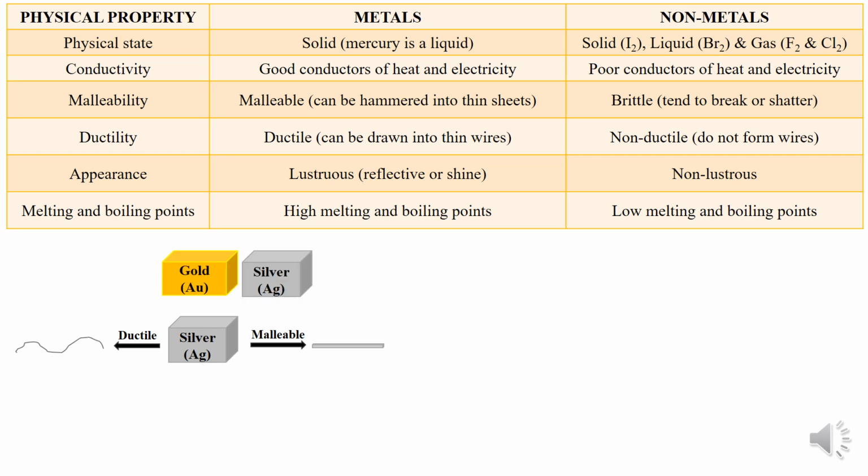Now, metals basically are solids. And they have a metallic luster. They reflect the light and hence they shine or glitter.